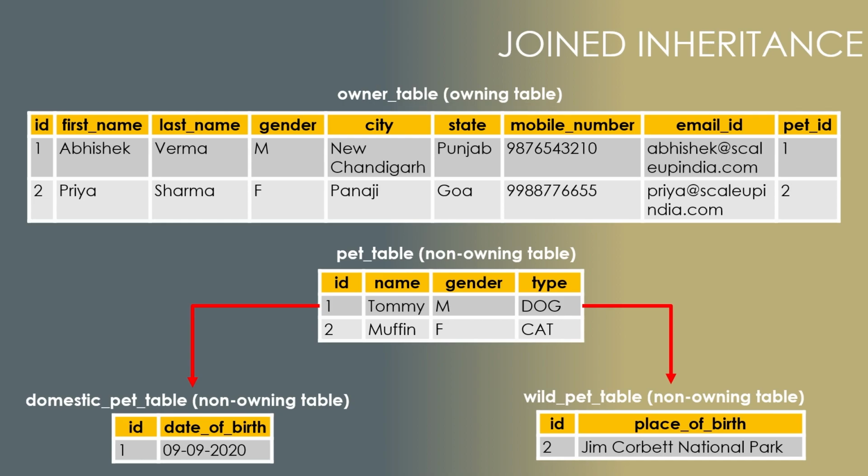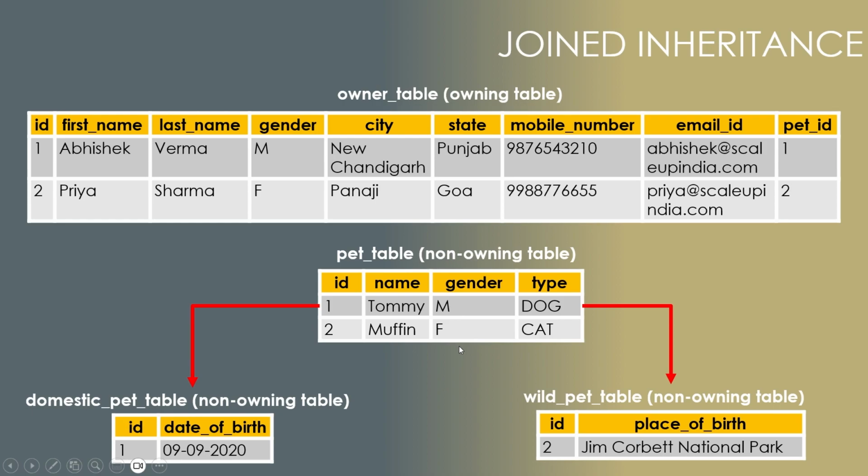But the point is, whenever we create a particular pet, it is going to be either domestic or wild. So if I look only at this particular table, I don't get the complete scenario. I need to take help of the pet table. Similarly, if I look only at this wild table, again I don't get the complete scenario. I need to take help of the pet table, so I need to go for some kind of joins here.